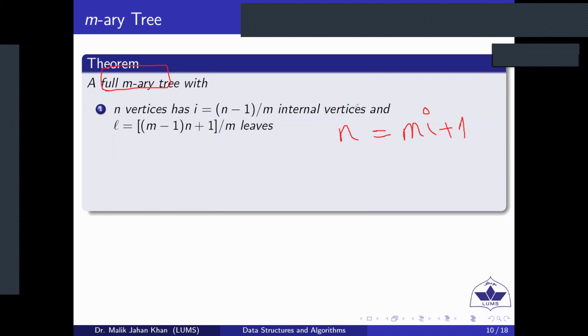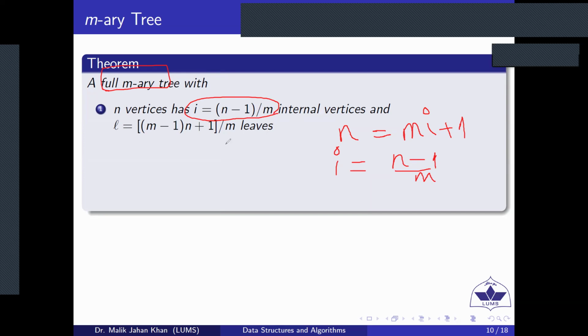If you look at this expression, n is equal to mi plus 1 from our previous theorem, so we can make some substitutions and derive this i. If I bring i to the left hand side, this becomes (n minus 1) divided by m. This gives us the number of internal vertices in terms of n and m. So if we know m and n, then we can derive i.